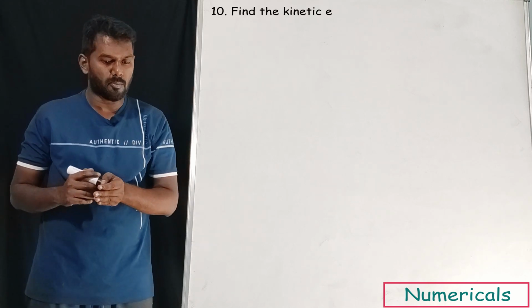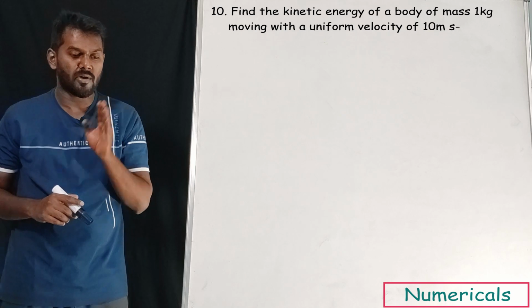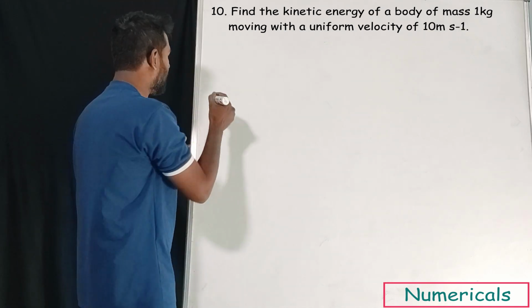Question number 10. Find the kinetic energy of a body of mass 1 kg moving with a uniform velocity of 10 meter per second. First, as usual, we are going to write the given data.